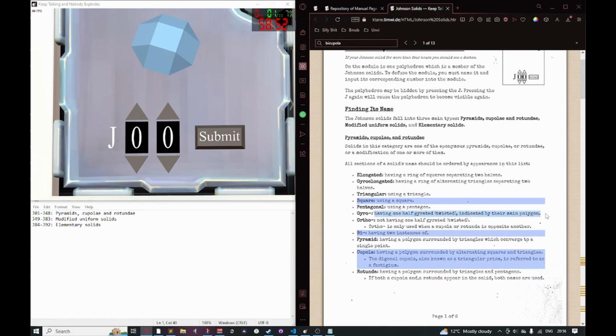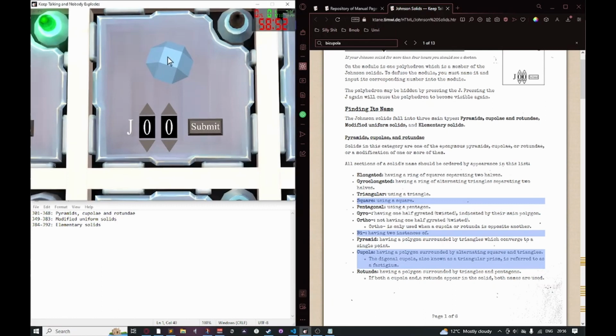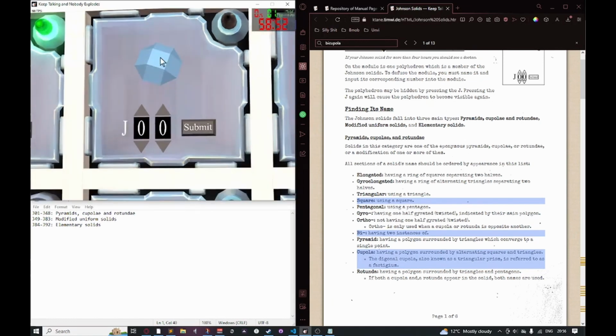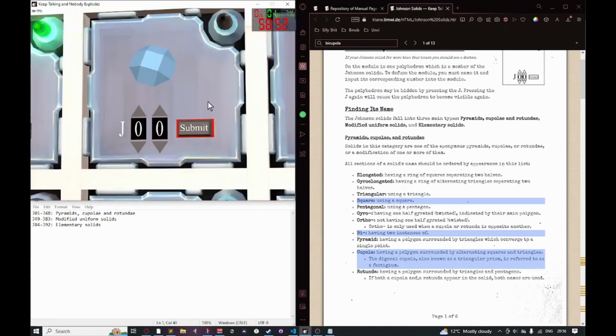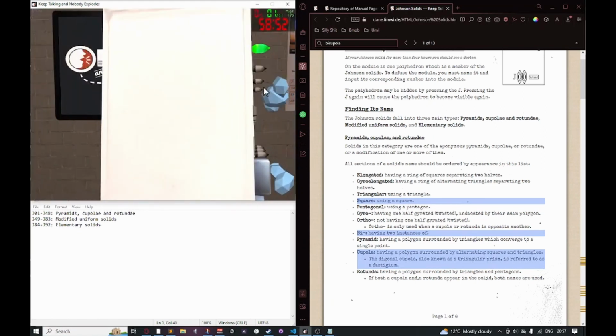Gyro is when it has one half gyrated or twisted, indicated by the main polygon, or ortho when it doesn't have that. What it means by having one half twisted, indicated by the main polygon, is whether the 2 main polygons for each cupola line up. So if we were to connect this square to the opposite square, whether all of their edges would sort of line up. So if you could sort of cut a cuboid through the middle of this, and if it lines up with both of these faces, with that face and the other square face, which you can just about see here.